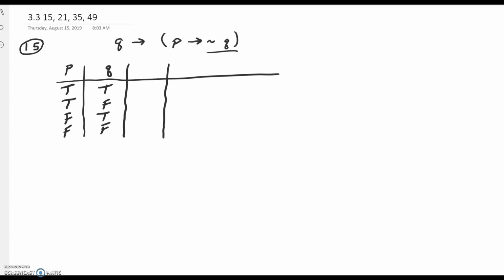Then here we need a not Q, and I think it's a good idea to write it down, even though it's pretty easy. It only takes a couple seconds. We negate Q, take the opposite truth values. And now it looks like we need this statement, so let's write it down.